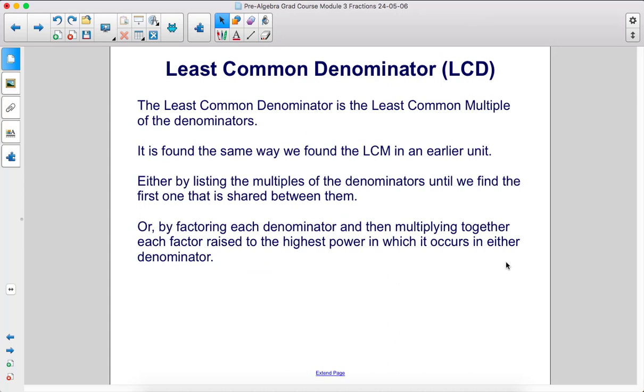The least common denominator is the least common multiple of the denominators. It is found the same way we found the LCM in an earlier unit, either by listing the multiples of the denominators until we find the first one that is shared between them, or by factoring each denominator and then multiplying together each factor raised to the highest power in which it occurs in either denominator.